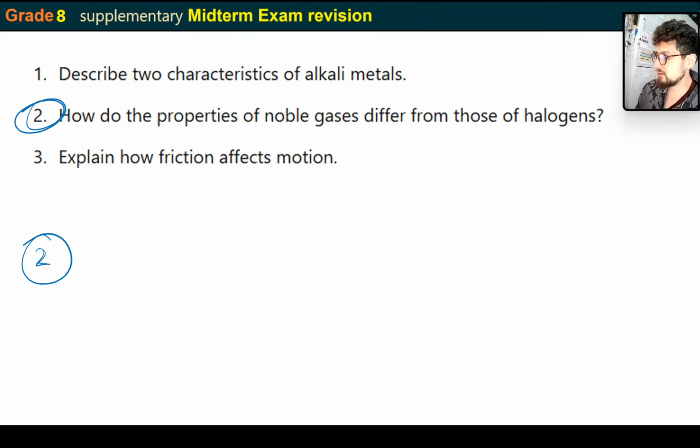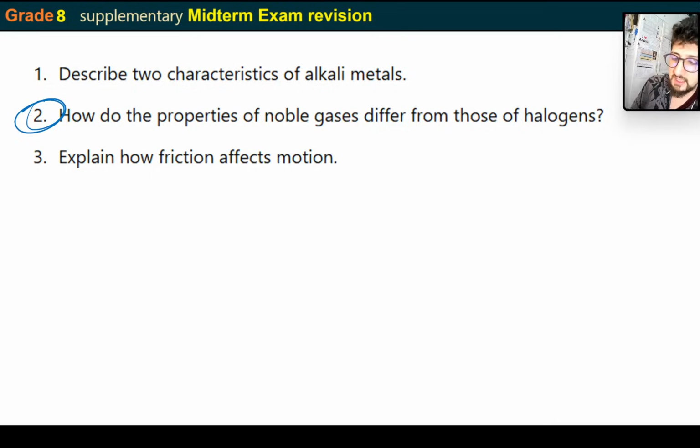So neon, argon, xenon, krypton, what else is there? Let me try, and helium. Yeah. So all of these have complete outer shells, and they don't need anything. Whereas fluorine, chlorine, bromine, iodine, all of these have incomplete outer shells. They are missing one electron, and they are highly reactive. In fact, the most reactive nonmetals are the halogens, and the most non-reactive elements are the noble gases.